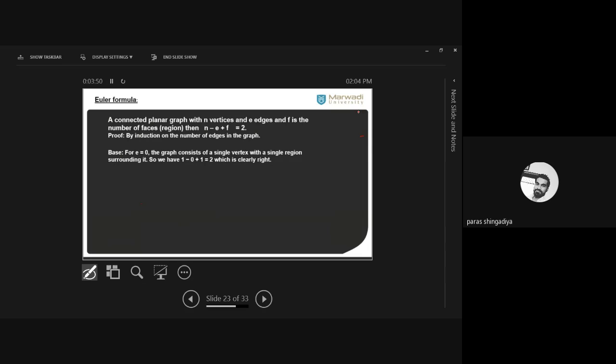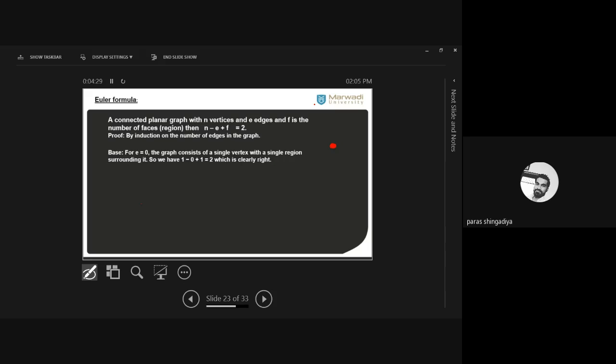First, for e equal to 0, what does it mean? It has only one vertex. We cannot take two vertices here. It is also a graph with e equal to 0 edges, but we cannot consider this possibility. Why? Because the graph should be connected. Your graph should be a connected planar graph, and if you consider only a single vertex, there is no need to verify the connectivity.